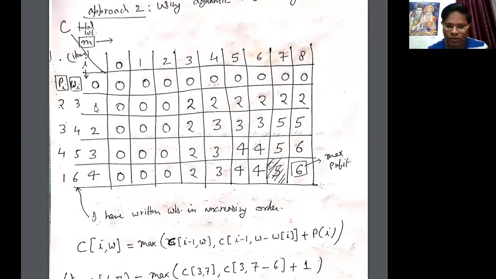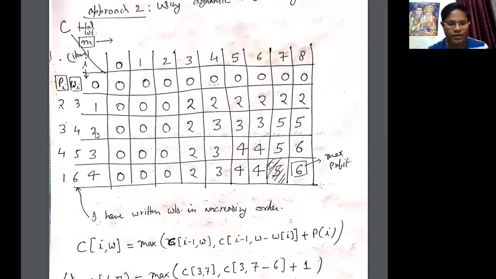Since our item is only 1, the profit will not increase at any time, whether the capacity increases or decreases. Since the weight remains fixed, that is 3, you are just writing 2 at all the remaining positions horizontally. So I have written 2 at all the places. Okay, now let's come to I equal to 2.